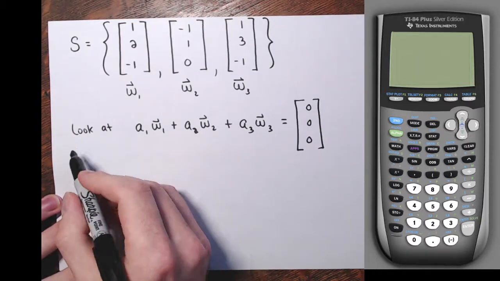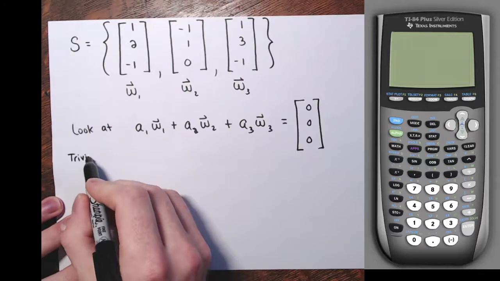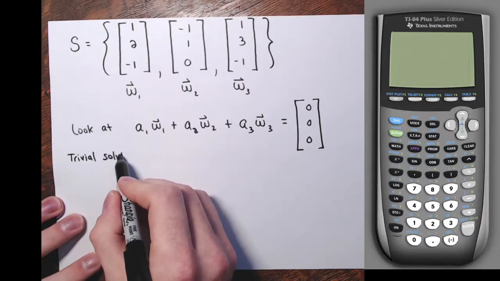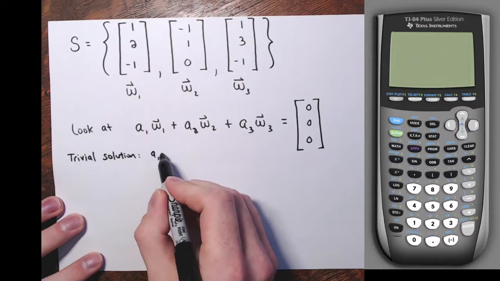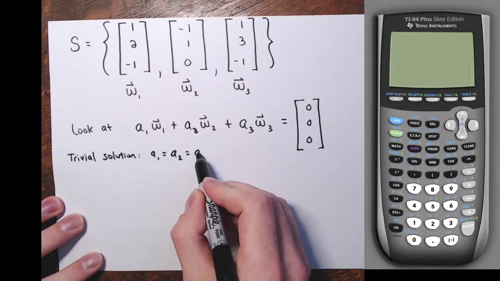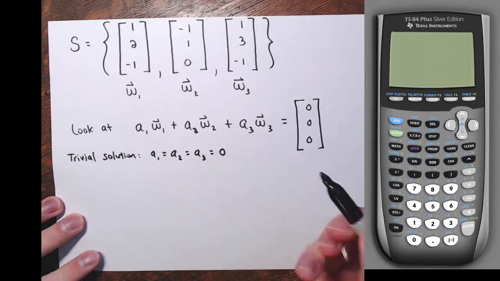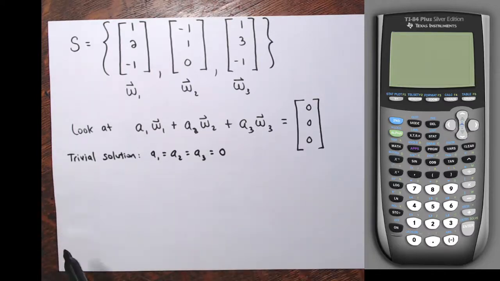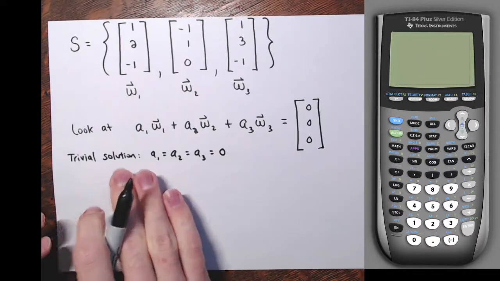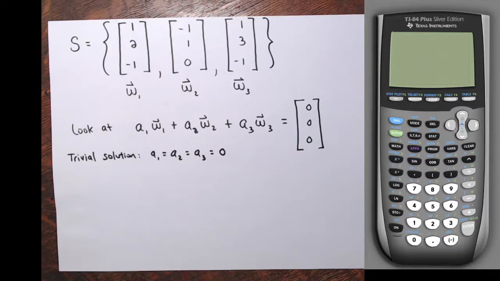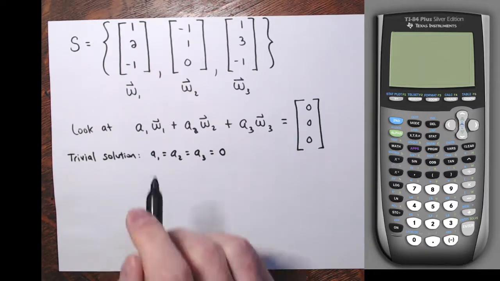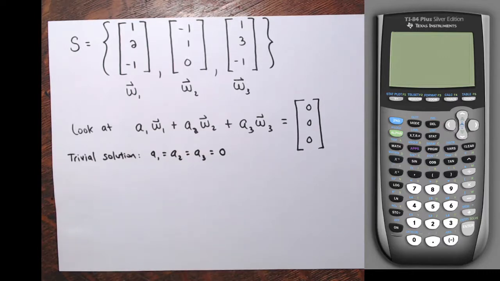So again, the trivial solution is always working here, right? If I replace A1 and A2 and A3 with the number 0, this will work, right? So again, the big question is, is there any other solution, right, besides this? And again, if there isn't, then they're independent vectors. And if there is another solution, as we saw in the previous example, then they're dependent vectors, and I should be able to write one of the vectors as a linear combination of some others.